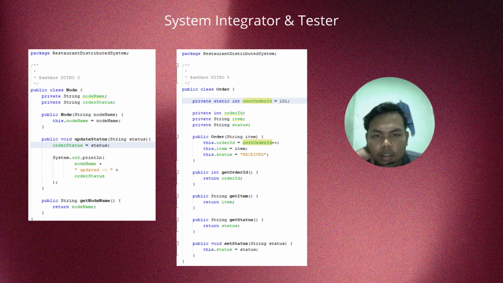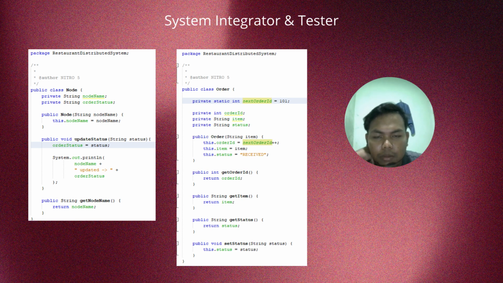Okay, and the second screenshot is the order class. In the order class, it has a private static integer nextOrder equal 101, private integer orderID, private string item, private string status. What this class does is show that each time a customer orders something, the ID will auto generate and auto increment whenever a new order comes in.